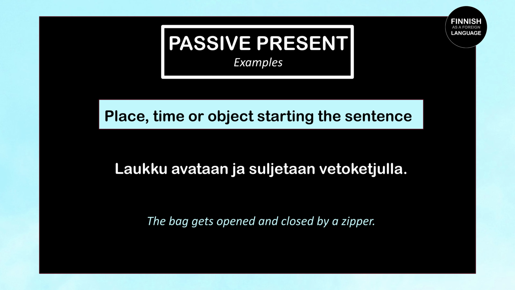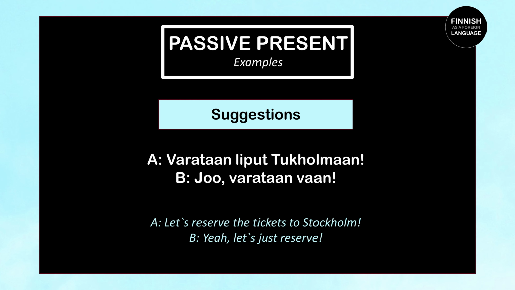Next one. Now we move on to suggestions, which means the sentence starts with a verb in the passive. Here's one example. A says, varataan liput Tukholmaan. And B answers, joo, varataan vaan. What does it mean? A says, let's reserve the tickets to Stockholm. And B answers, yeah, let's just reserve.